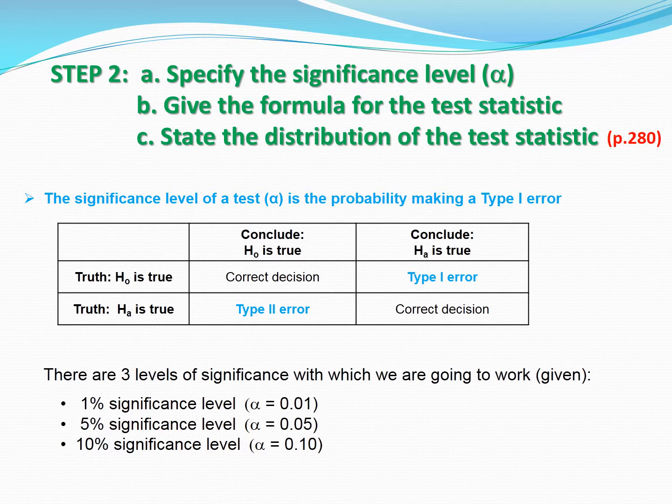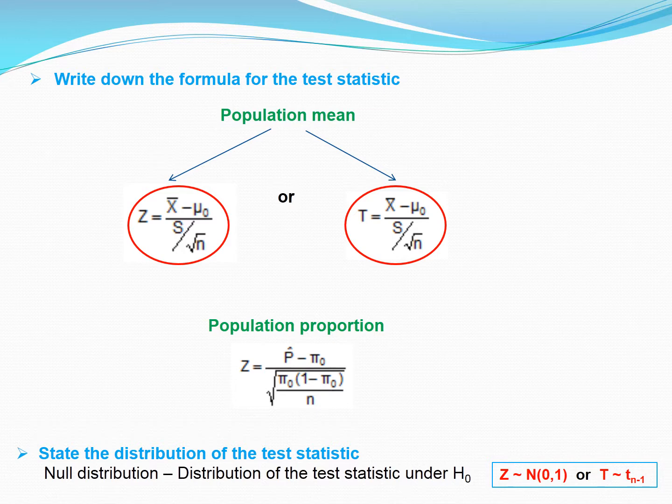Now we work with 3 levels of significance in this module. A 1% significance level, then alpha will be equal to 0.01, or a 5% significance level where alpha will be equal to 0.05, or a 10% significance level where alpha will be equal to 0.1. The significance level will be given in a test or exam question, but you need to know which test statistic to apply with the type of hypothesis that you want to test.